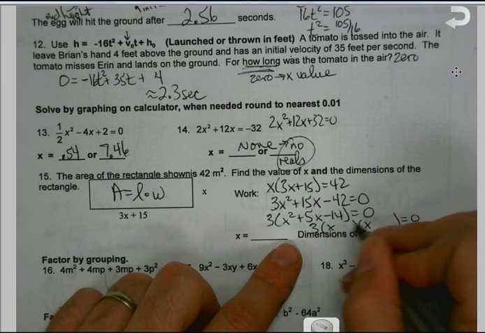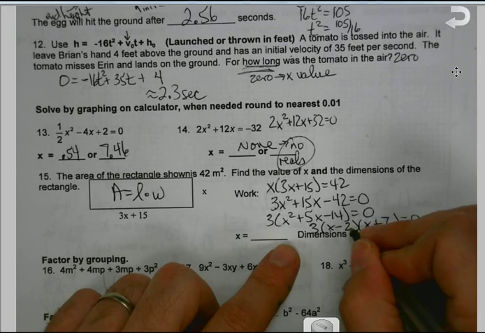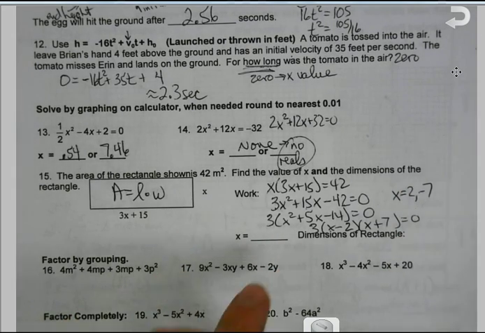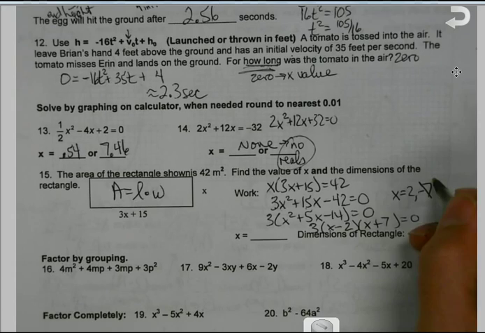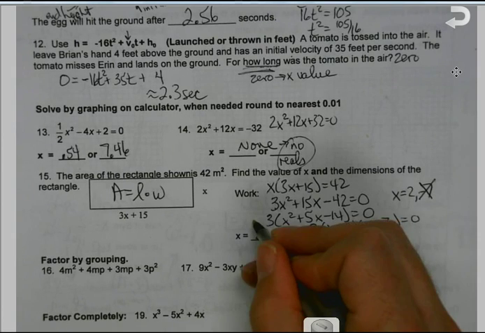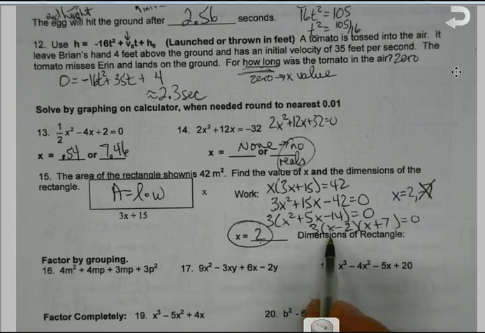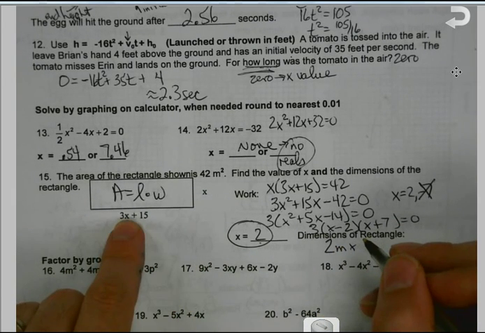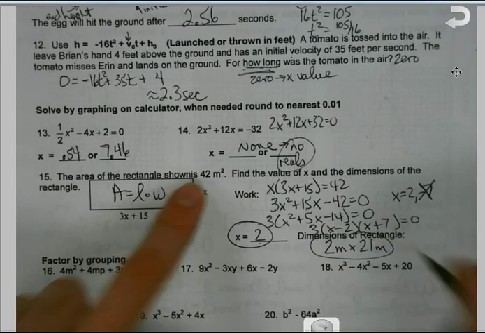Let's see, one of each sign, positive numbers bigger, 7 and 2 works. So my x is 2 or negative 7, but think for a minute. We're looking for the side of a rectangle. Negative side does not make sense. Do not put both answers because, well, negative 7 just isn't right. And then my dimensions just mean plug them in. 2 times 3 is 6, plus 15 is 21, and 2 times 21 is 42. All right.